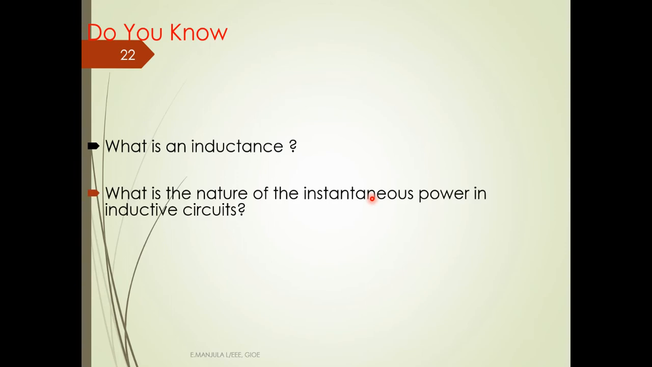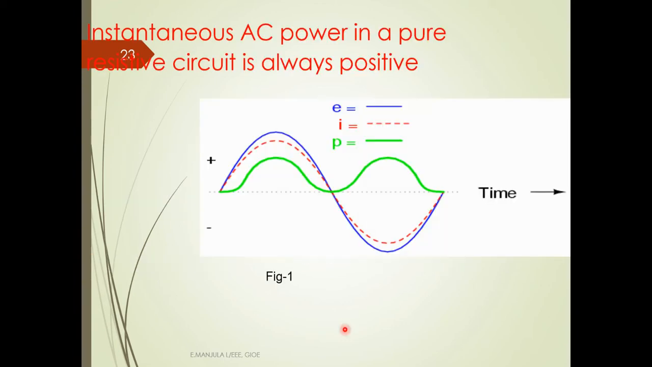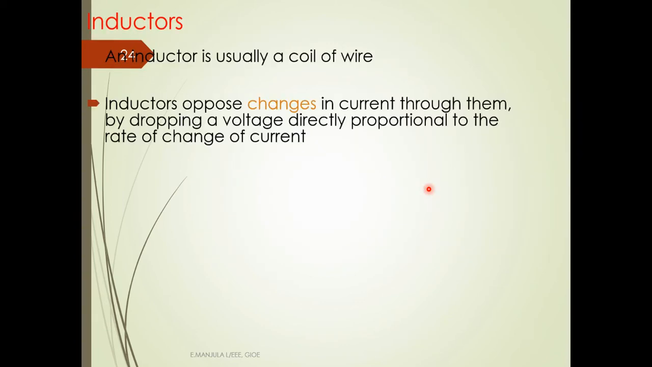Now we will go to the inductance. What is an inductance and what is the nature of the instantaneous power in an inductive circuit? Instantaneous AC power in a pure resistive circuit is always positive. Remember this. So this is the voltage and this is the current. Both are positive, or both are negative, so the product is positive. This is the power. So always the power is positive in a resistive circuit.